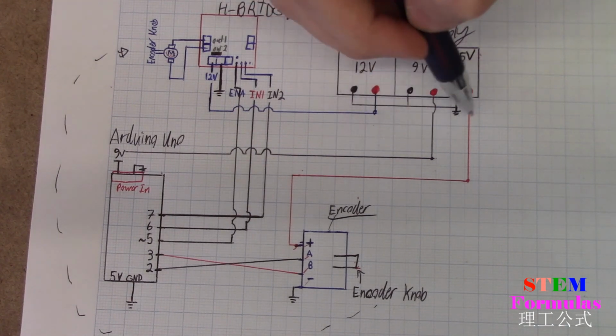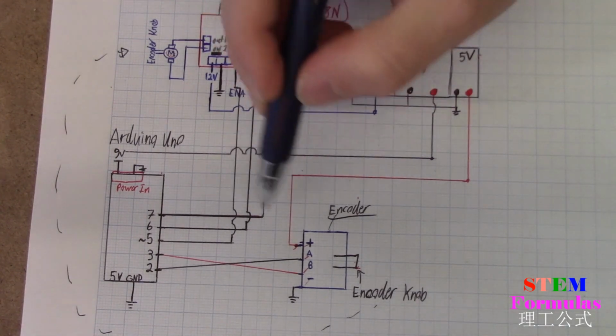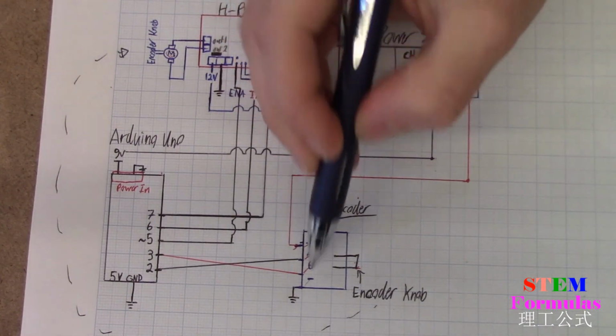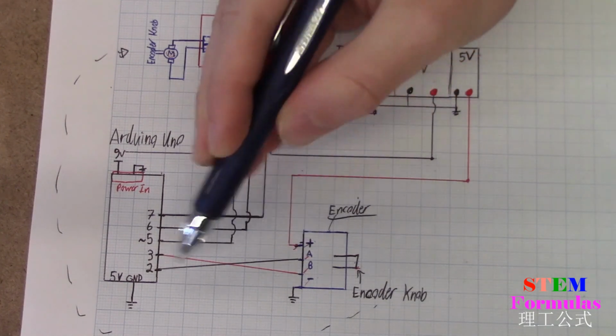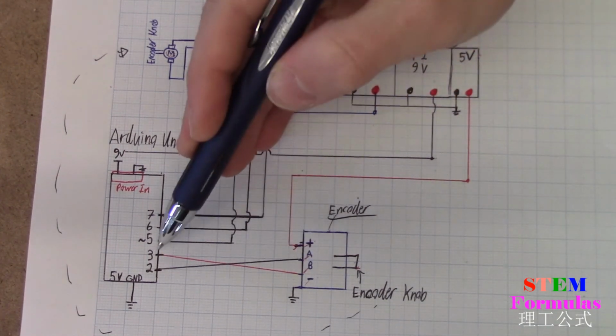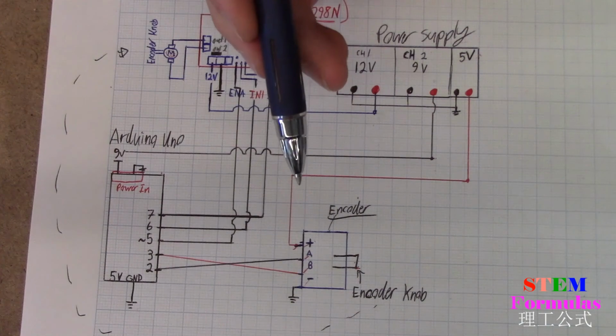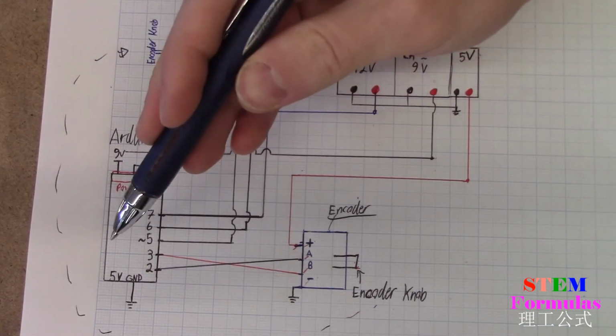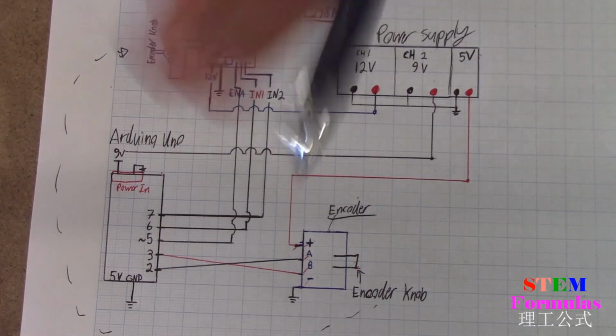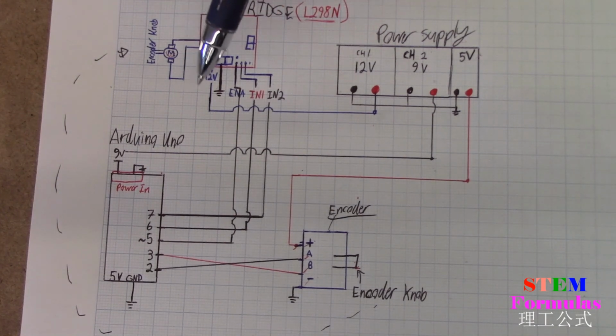All right, and now for the encoder, this is how you do it. You put 5 volts here, ground here, and your A will go to pin 2, and your B will go to pin 3. Or you could keep them straight and change that in your code. It's really up to you. So that's pretty much it for the wiring.